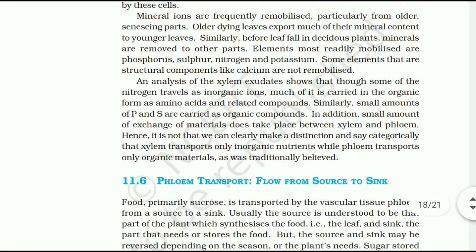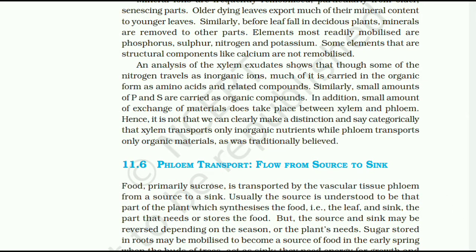An analysis of the xylem exudates shows that though some of the nitrogen travels as inorganic ions, much of it is carried in the organic form as amino acids and related compounds. Similarly, small amounts of phosphorus and sulfur are carried as organic compounds. In addition, a small amount of exchange of materials does take place between xylem and phloem. Hence, we cannot clearly make a distinction and say categorically that xylem transports only inorganic nutrients while phloem transports only organic nutrients, as was traditionally believed.